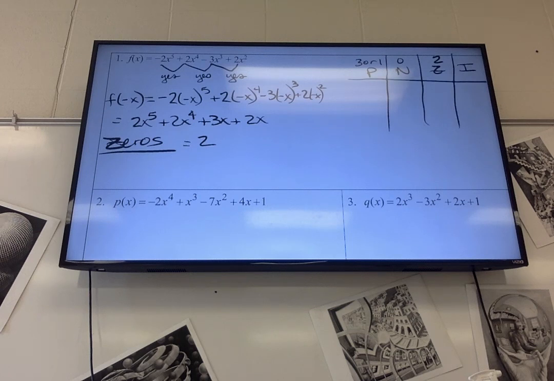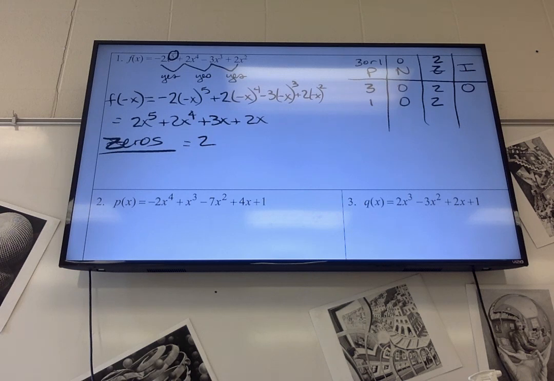So I know positive is 3 or 1. I know the negatives are 0. I know the zeros are always 2. And notice the degree is 5. So how many imaginary are there on this first one? 0, because 3 plus 2 is 5. I already have all 5 zeros accounted for.